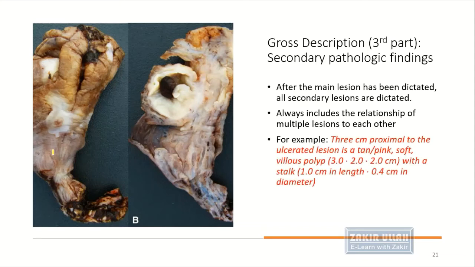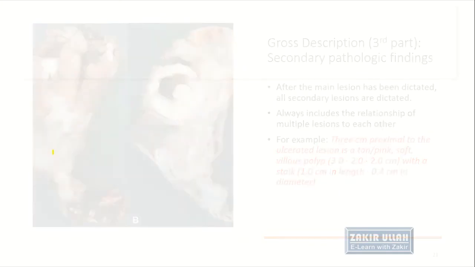For example, 3 cm proximal to the ulcerated lesion is a pink soft villous polyp having these dimensions with a stalk, and this is the dimension of the stalk. So this should also be mentioned in the gross description.